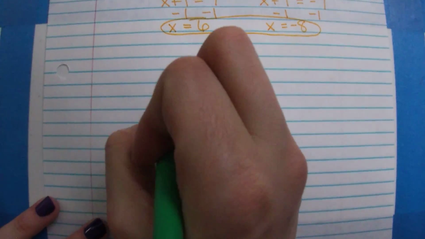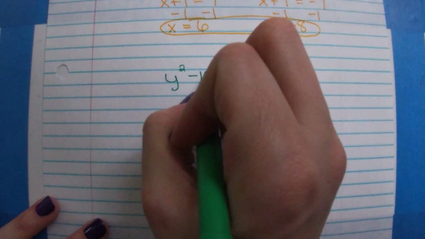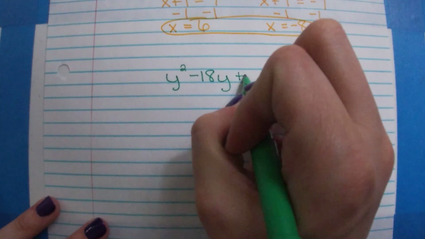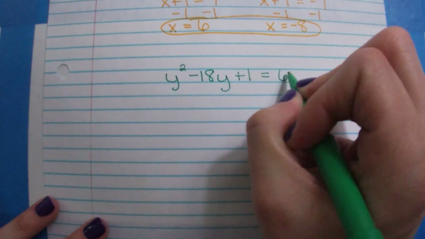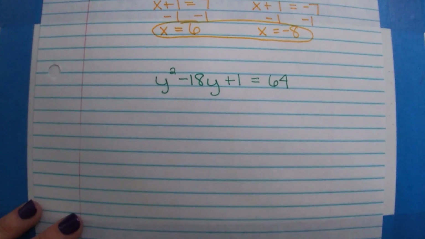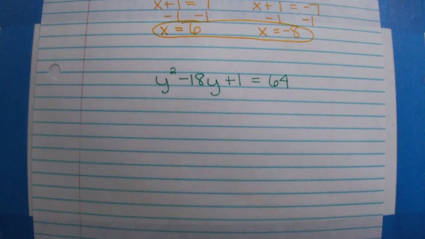So how about y squared minus 18y plus 1 equals 64. Don't listen to my dog. She's whining at me. She's tired of e-learning too.